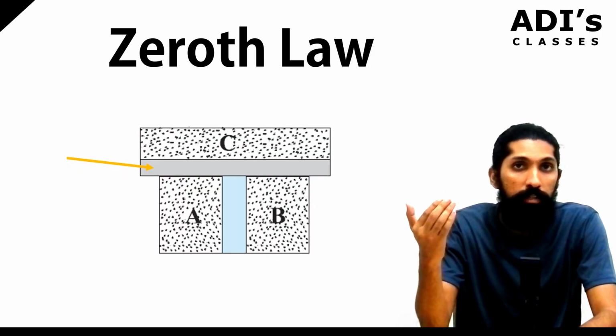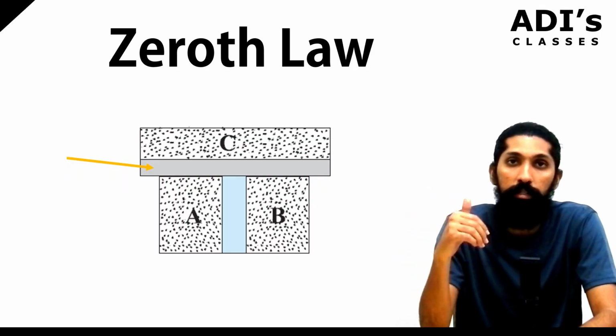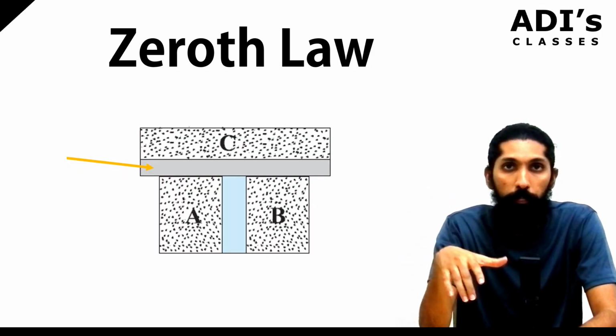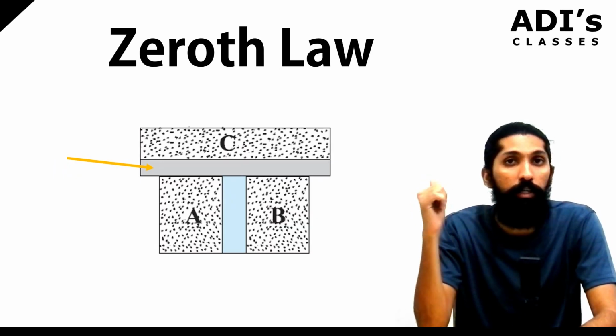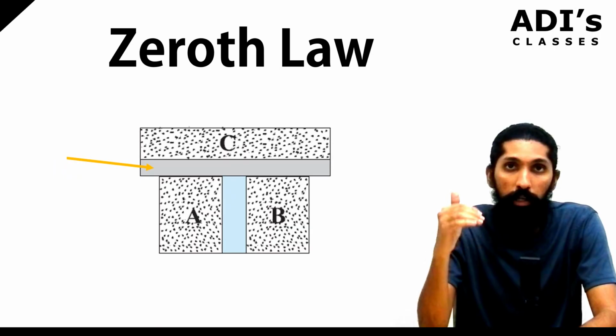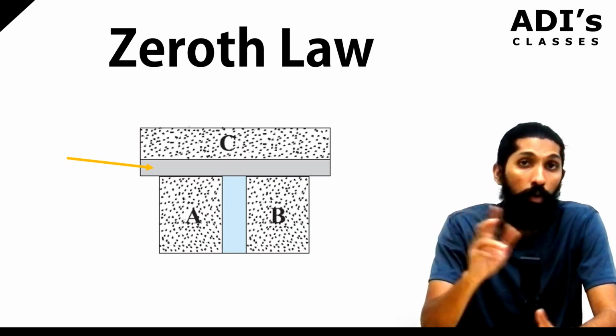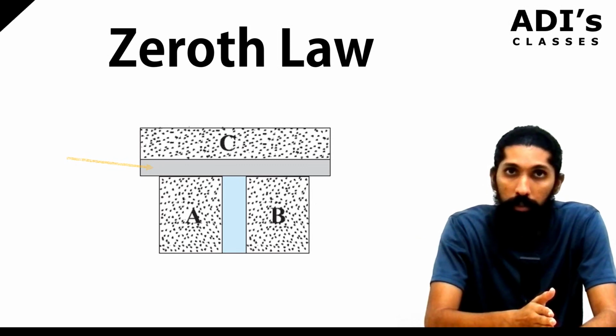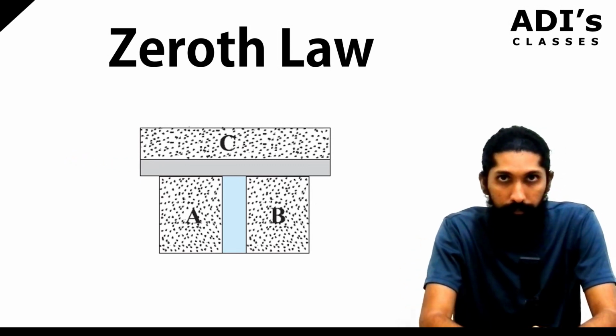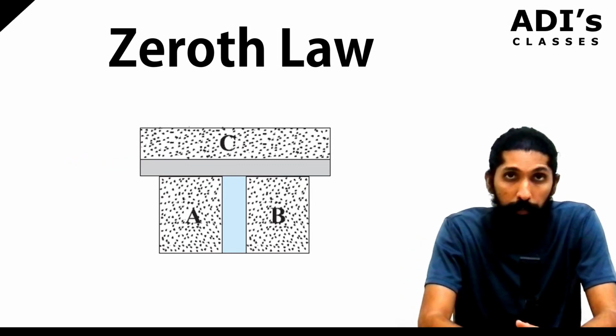So between A and C, there is exchange of heat. Between B and C, there is exchange of heat. Correct? So what's going to happen? The heat is going to get transferred from A to C, B to C, or whatever it is, because heat is going to get transferred from higher temperature to lower temperature. Correct? So this is the first part.